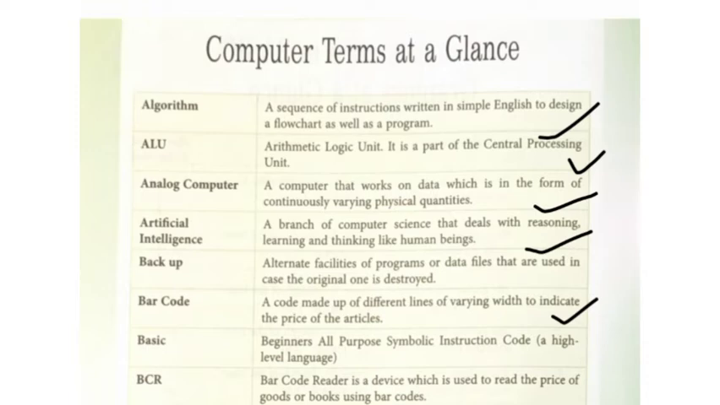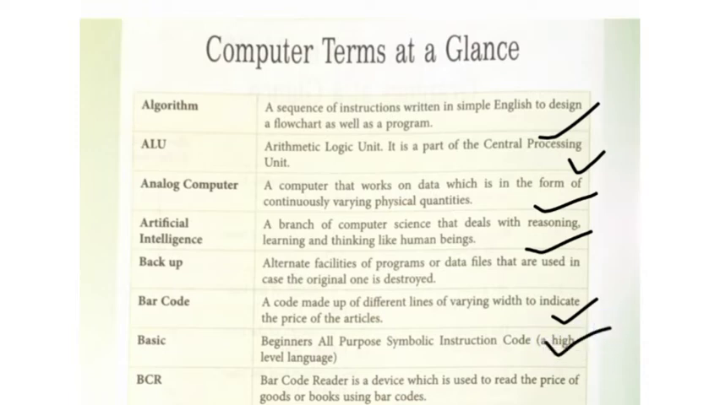The next one is BASIC. BASIC is Beginner's All-purpose Symbolic Instruction Code. This is a kind of high level language, and this language is used with symbolic instructions where users give instructions with the help of some symbols.